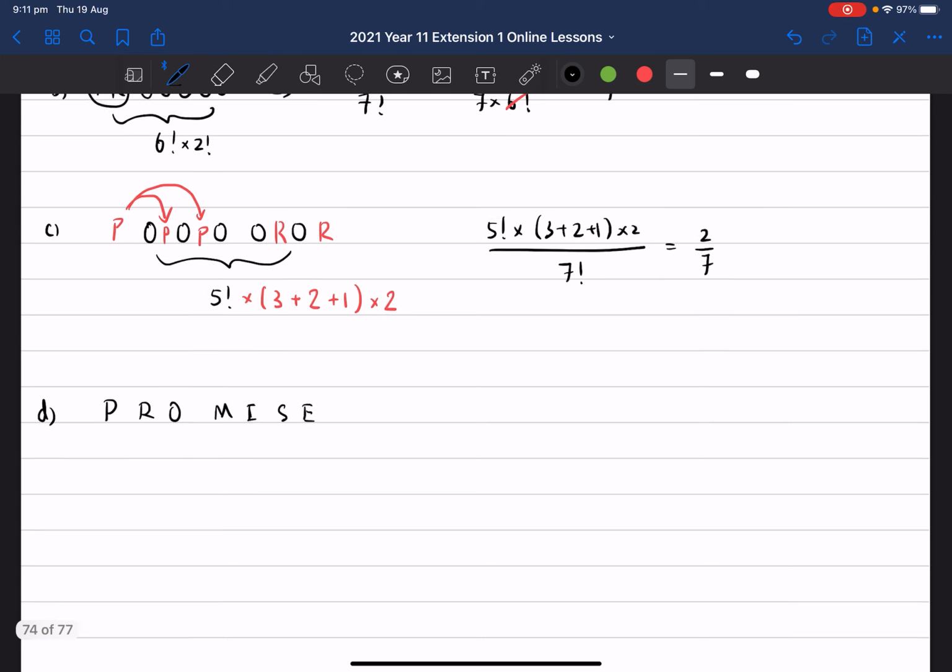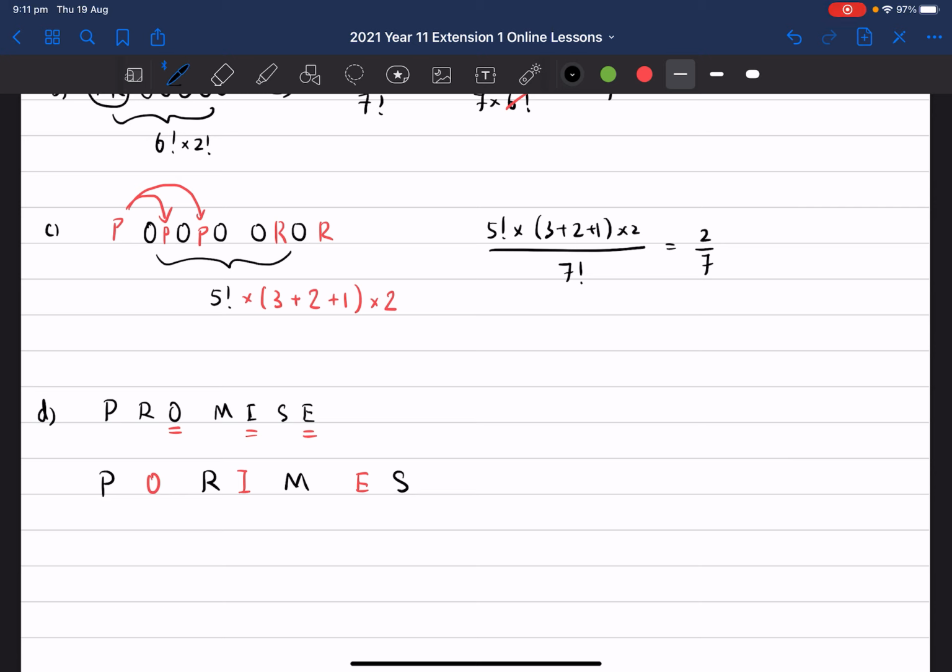Alright, so firstly let's identify the consonants and the vowels. The vowels are O, I, and E. Now the consonants are the rest of the other letters, so we have P, R, M, and S. Alright, so that's the only way you can alternate them, because you've got one less vowel compared to the consonants.